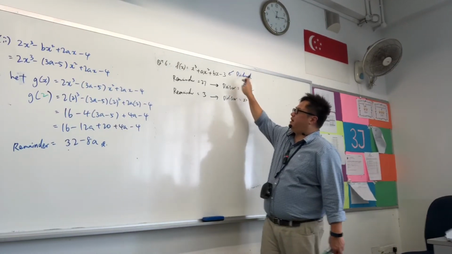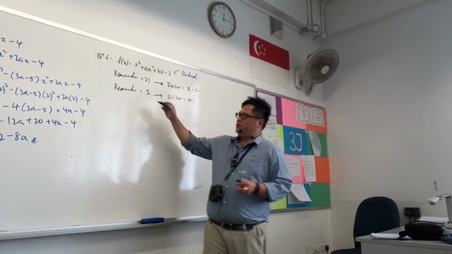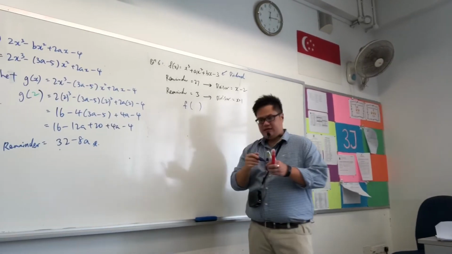The question says when it's divided by x minus 2, the remainder is 27. So what do we do? What do we write inside the bracket here?